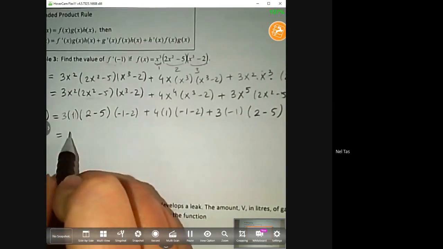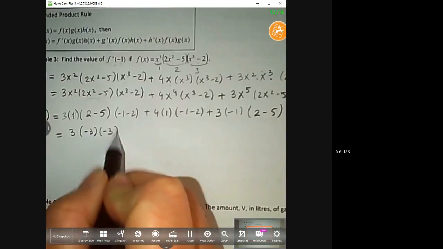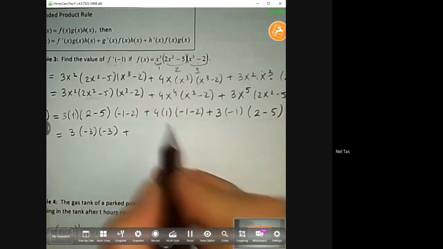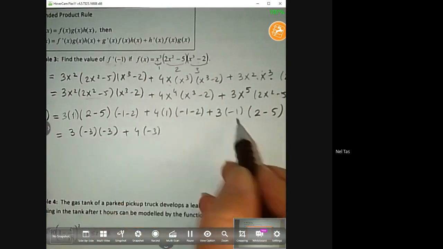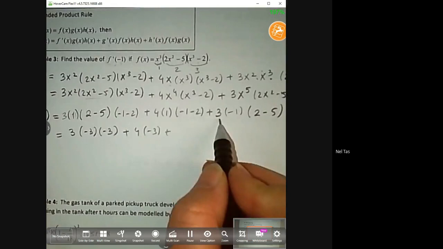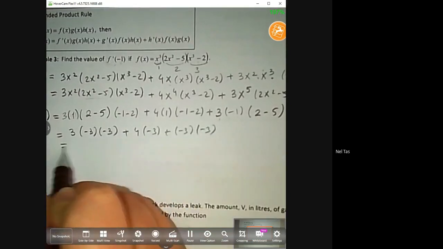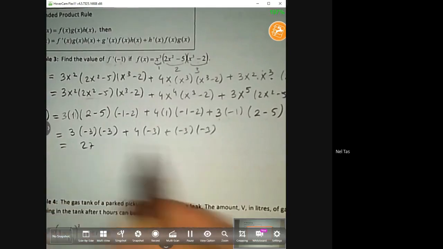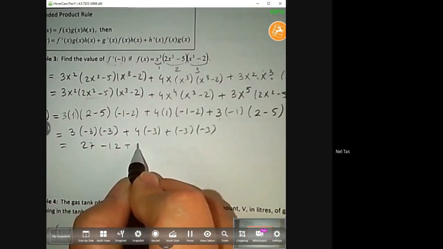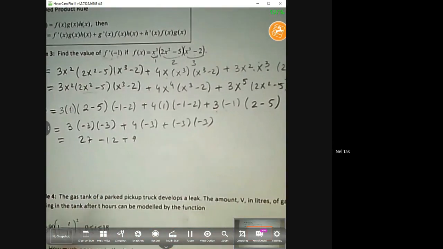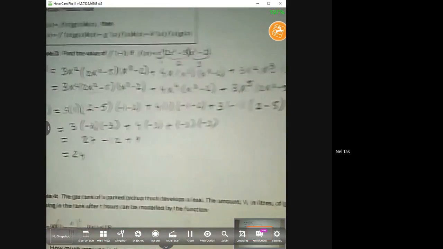Okay, so let's see what we have here. 3, negative 3, negative 3, plus 4, negative 3, and 3 times negative 1 is negative 3, and negative 3, so 27 minus 12 plus 9. So 15 plus 9 gives you 24.